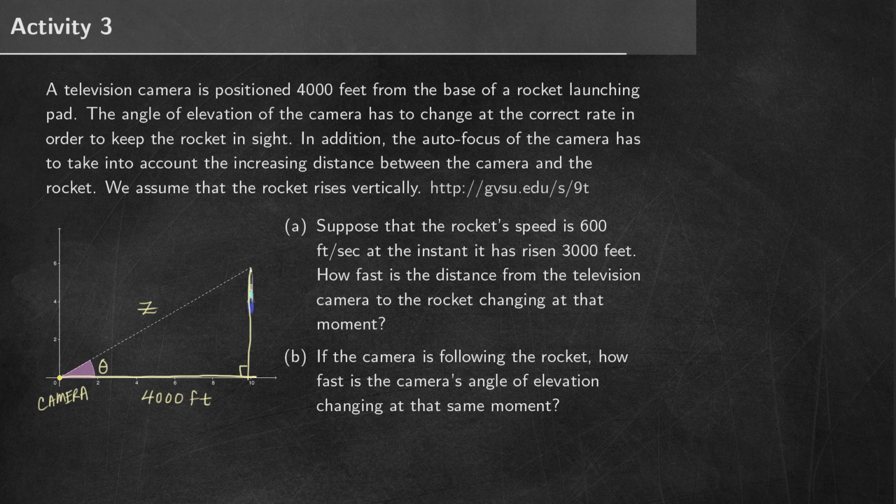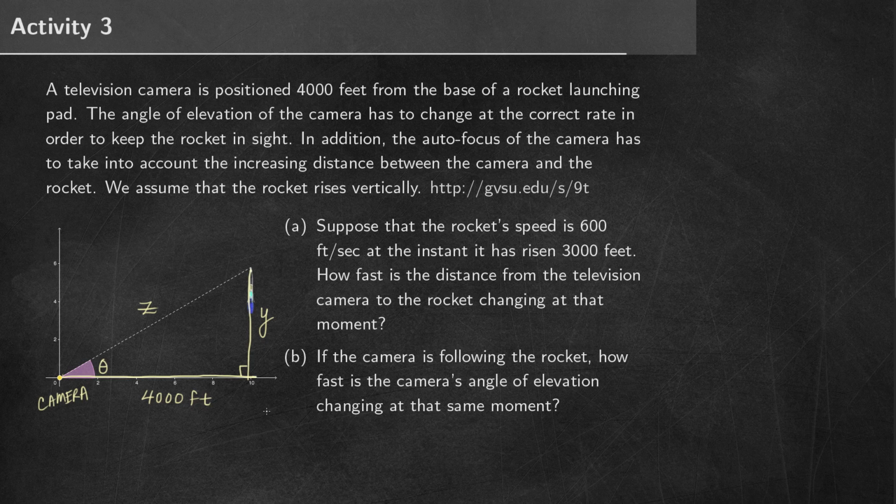Suppose the rocket's speed is 600 feet per second. At the instant, it has risen 3,000 feet. So I need a variable over here for how far it has risen. I'm going to call that y because it's a vertical change in position. Normally I would call that horizontal leg x, but we know that's constant. That's 4,000 feet. So I think I've labeled all the parts I need to label on my picture. I'm going to move on to step 2.